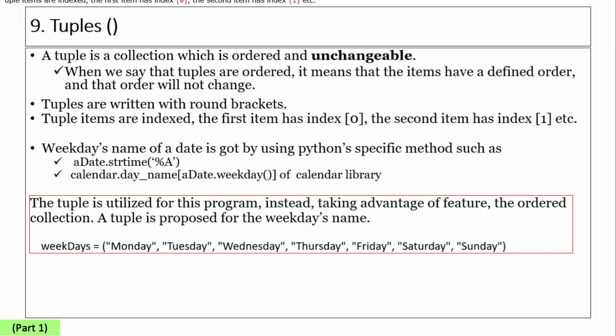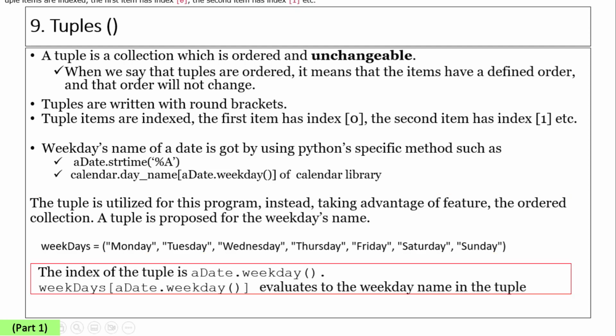An example of a tuple in the program is related to weekday names. The collection of weekday names is inside round brackets, a tuple, as a variable in order. The date.weekday method evaluates to the date's weekday number, 0 to 6. The number is taken as the index of the weekdays to evaluate to the corresponding weekday name.